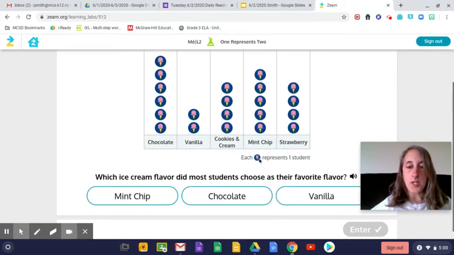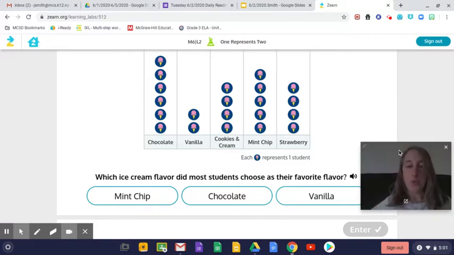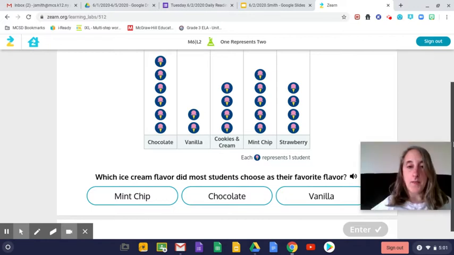And then it says, always pay attention to the key, boys and girls. Sometimes it might say that each of these symbols represents 2 students. So be careful. This one says 1 student, but just be careful of that. Always check your key. This is called your key. So it says, which ice cream flavor did most students choose as their favorite flavor?